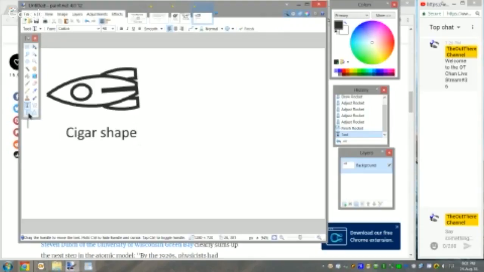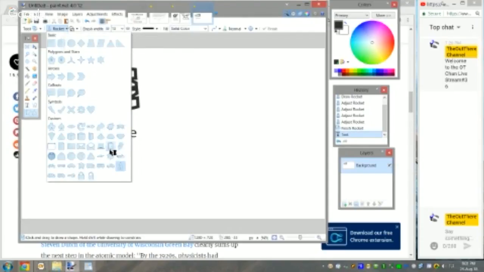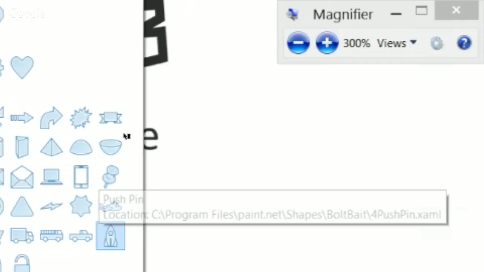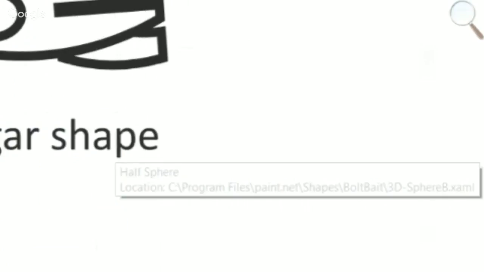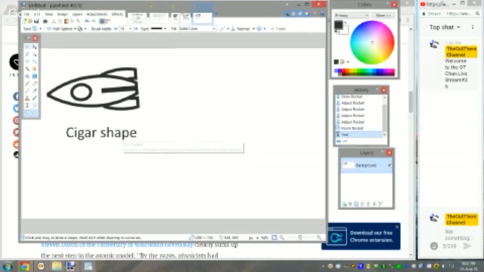I don't know if I've got a little satellite dish picture, have I? Well, we could probably use that one here, I suppose. Try that.